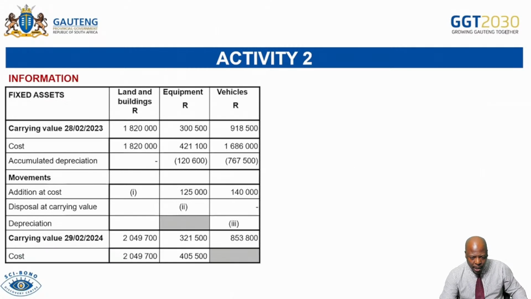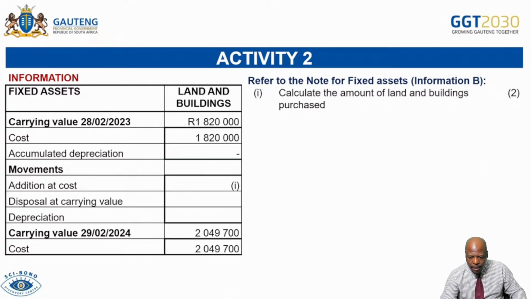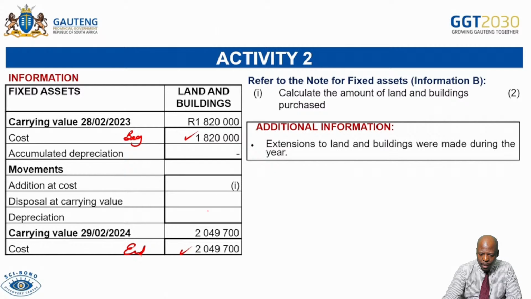Okay, so here is activity number 2. And here's the information that relates. It says, calculate the amount of land and buildings purchased. So that is what we want to do. We can see here on our cost, land and buildings, at the beginning it was 1,820,000. But at the end, it has increased to 2 million. So how much of land and buildings did we add? Extensions to land and buildings were made during the year. So we want to know how much was spent on that.